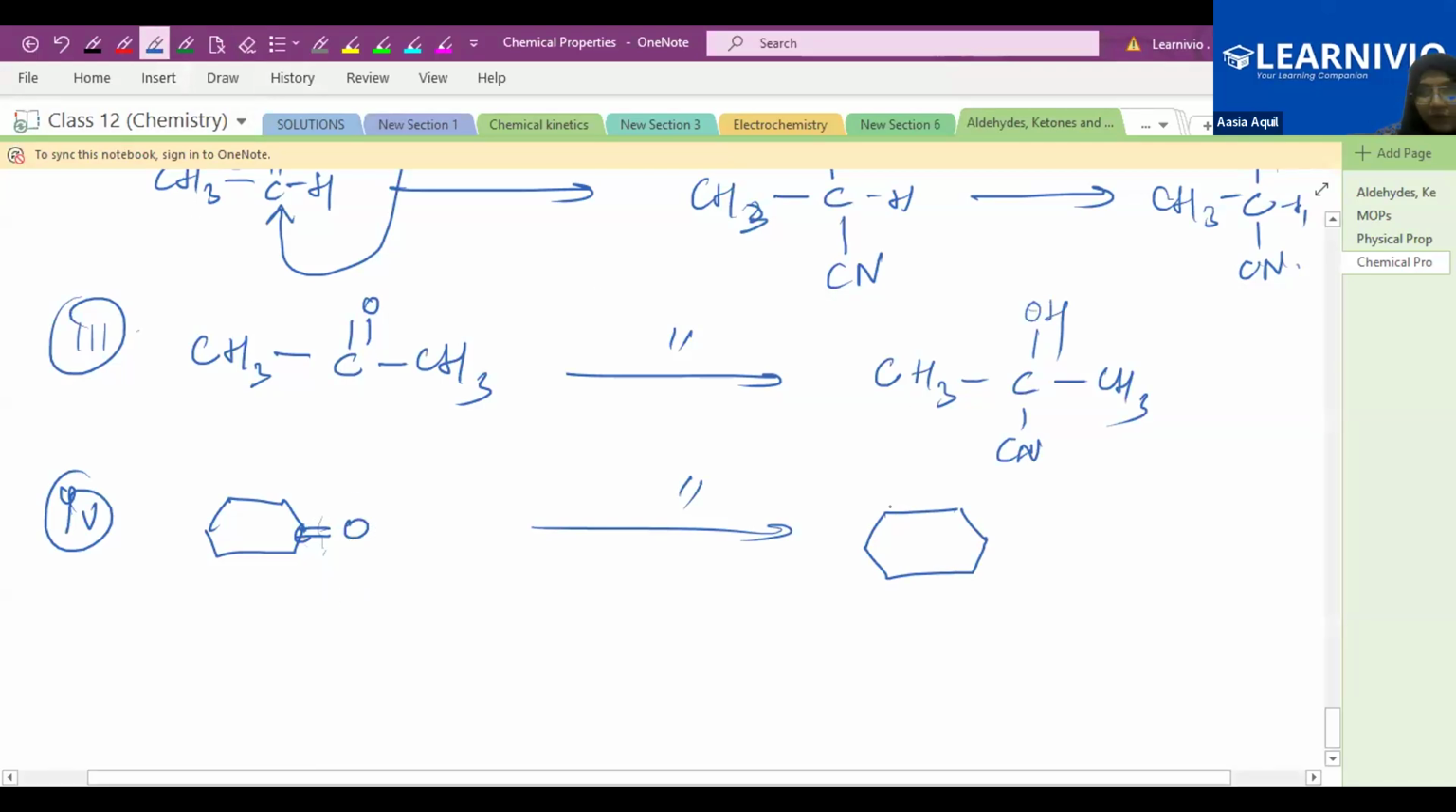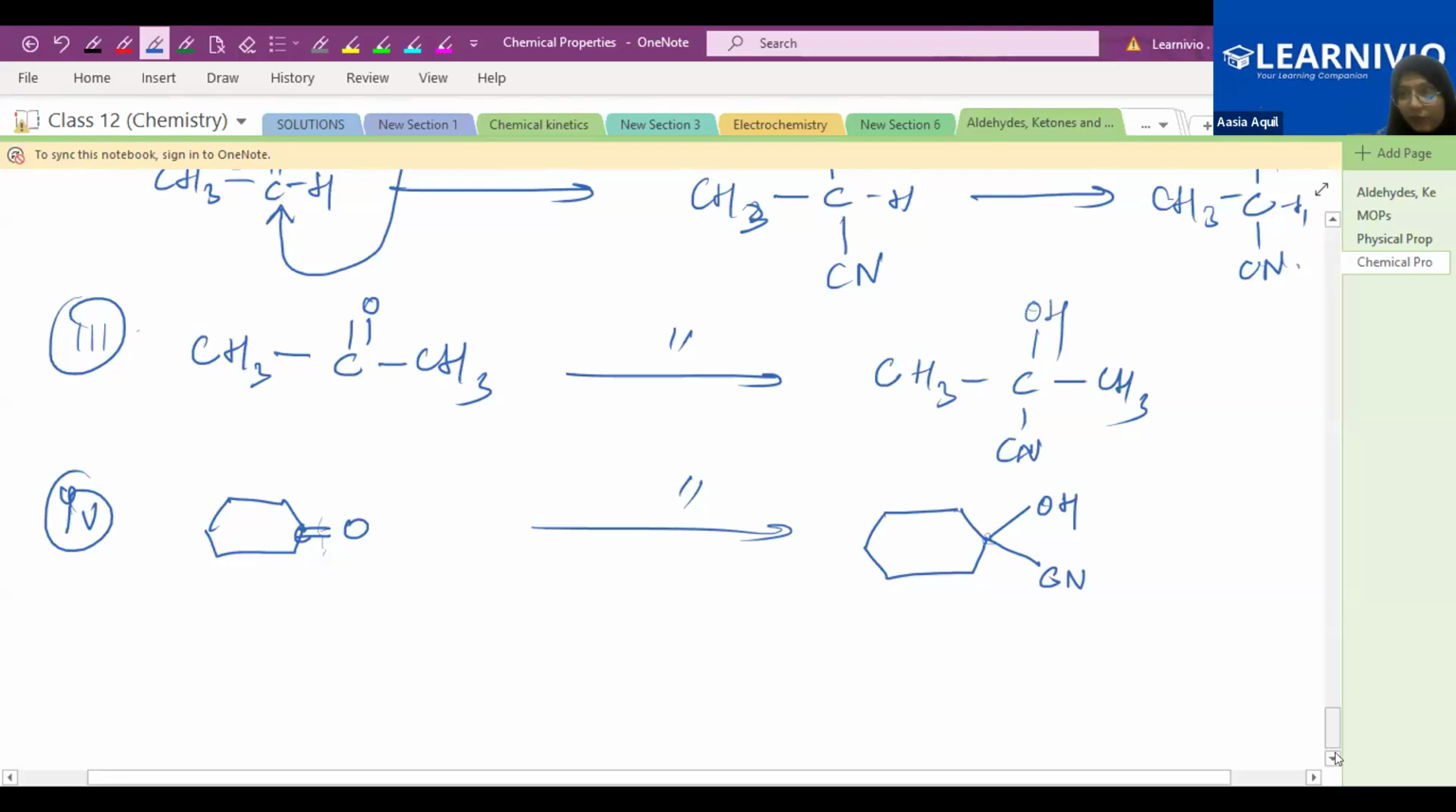The cyclohexane ring, and here you will write OH. This ketonic oxygen will become the OH group. And here you attach, on the same carbon, the CN group. Both groups should be attached to the same carbon. So you will get this product. Okay, ma'am.